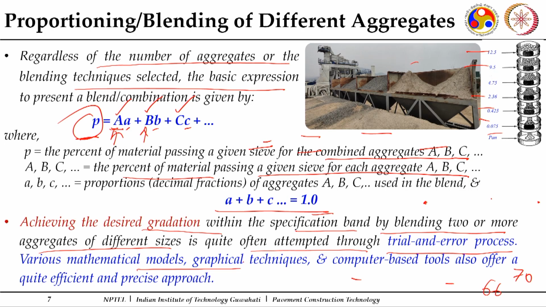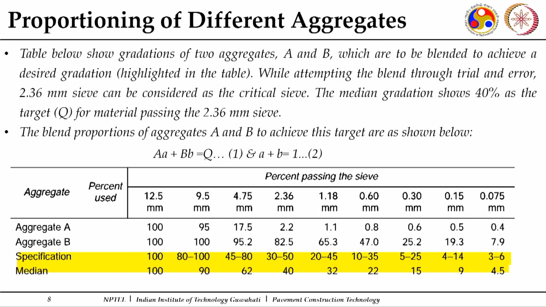And now various mathematical and graphical as well as programming tools are available, through which you can attempt a quick and easy approach to get these blends. I will just give you an example here. In this one, there are 2 aggregates given, A and B. I have for a particular work 2 aggregates with me, and my specification says that for the mix which I need to produce, the required aggregate gradation ranges are these.